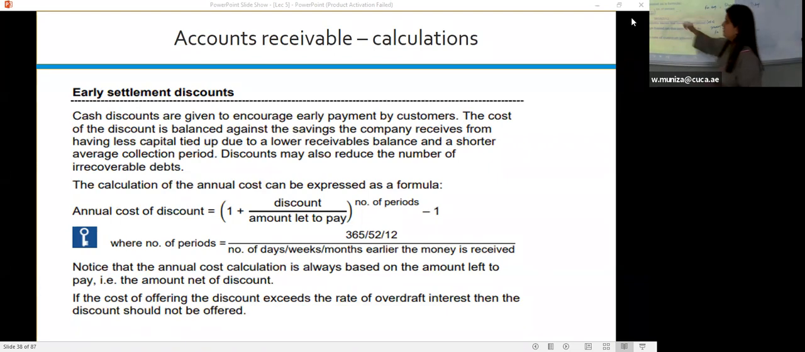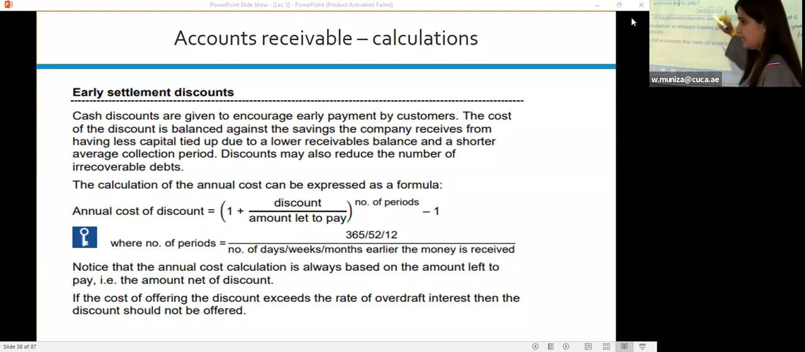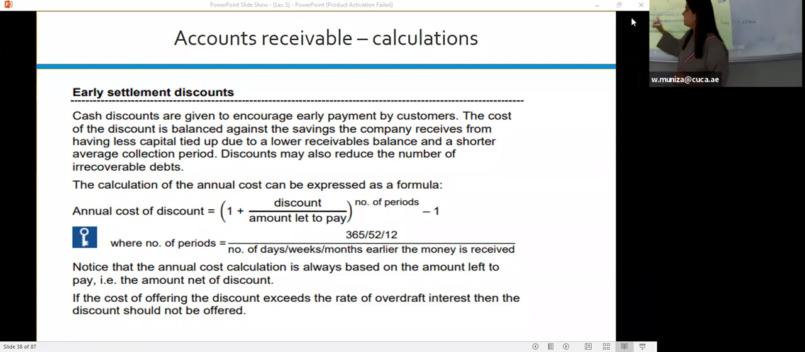What is the number of periods? Say, for example, if it is in days, take 365. If it is in weeks, 52. Or if it is in months, take 12. Divided by the number of days, weeks, or months earlier the money is received. Say, for example, the credit limit has been 3 months, but the person is paying in 1 month. So the number of months earlier the money is received is 2 months. 2 months earlier the person is paying. So this is how we calculate the number of periods, and minus 1. So this is the annual cost of discount.